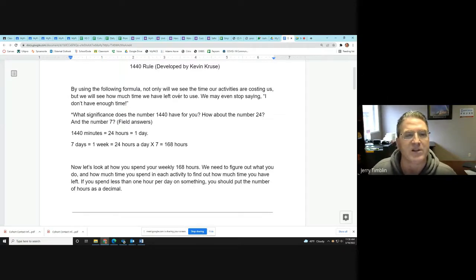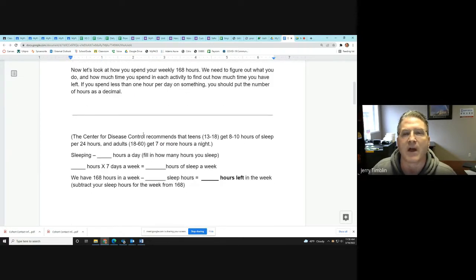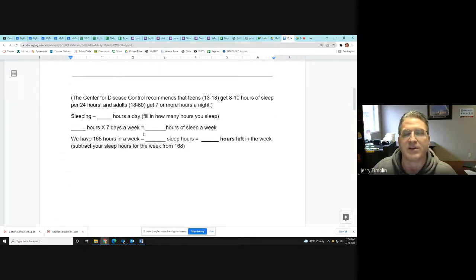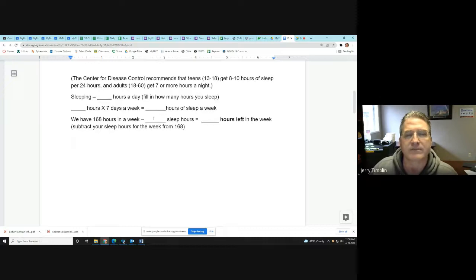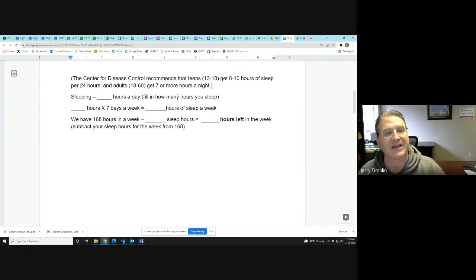So the first part is just instructions talking about the significance of 1,440, and 168 hours in a week. This is going to go by the weekly amount, so 168 hours. First off is sleep. The Centers for Disease Control recommends that teens get 8 to 10 hours of sleep every 24 hours, and adults 7 or more hours per night. So what you're doing with this is filling in numbers, then you bring them down to the next line, and then do some multiplication and some subtraction.